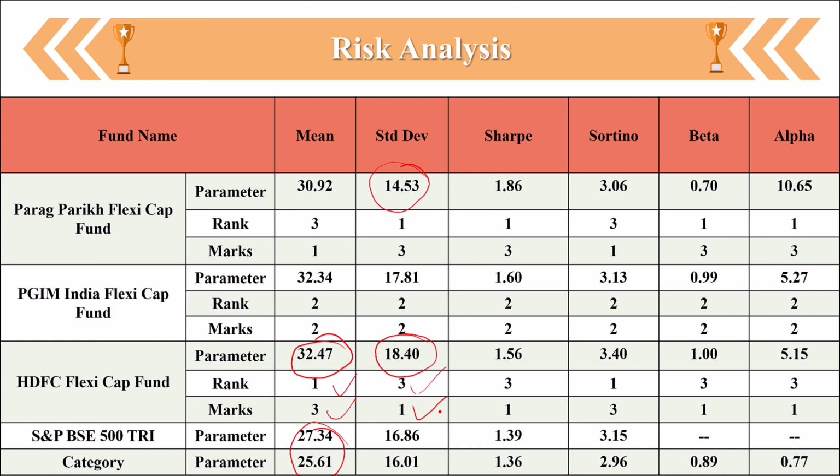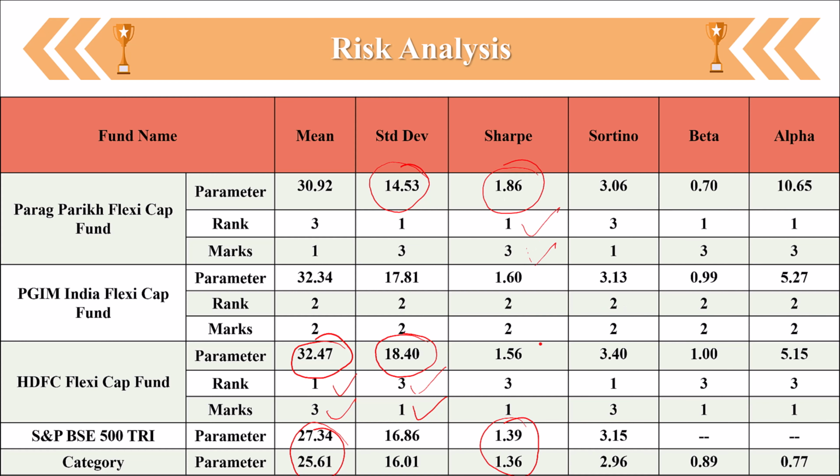Next is Sharpe ratio. Sharpe ratio is the return generated per unit of risk taken. So here also, the higher the Sharpe ratio, the better it will be. Here you can see that the Parag Parikh Flexi Cap Mutual Fund has the highest Sharpe ratio. That's why they have been ranked 1 and marks 3 allocated. You can see that all these three mutual funds are able to beat the category as well as the benchmark.